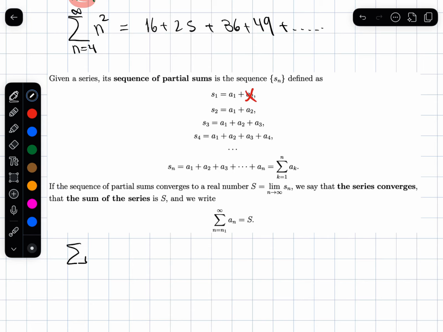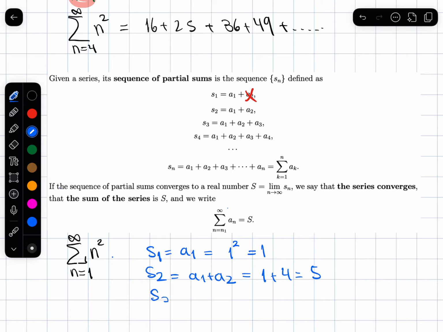Let's say you have that series that we were discussing before. Let's say maybe n squared from n equals 1 to infinity. S1 will be just A1, and A1 is whatever you get by plugging in n equals 1 into this, so it's 1 squared, which is 1. S2 will be A1 plus A2, so you plug in 1, that's 1, you plug in 2, you get 2 squared, that's 4, so S2 is 5. S3 will be A1 plus A2 plus A3, and that will be 1 plus 4 plus 9, so that will be 5 plus 9, that will be 14.